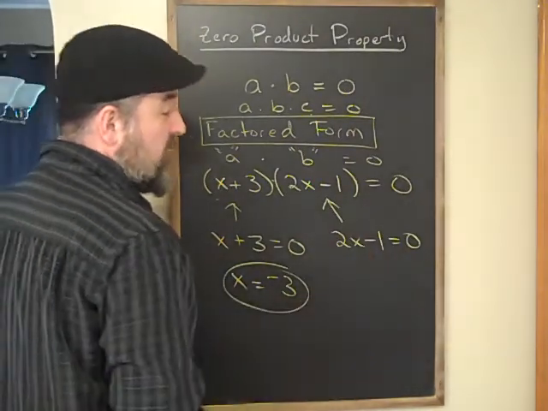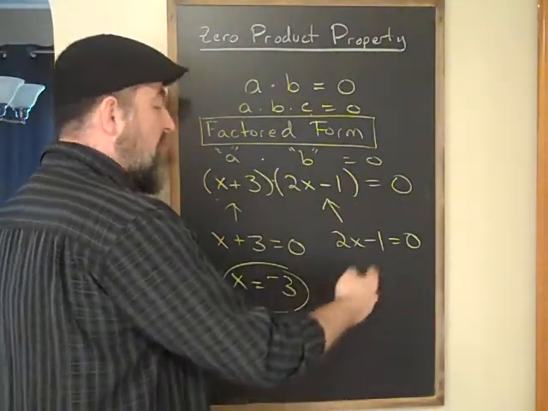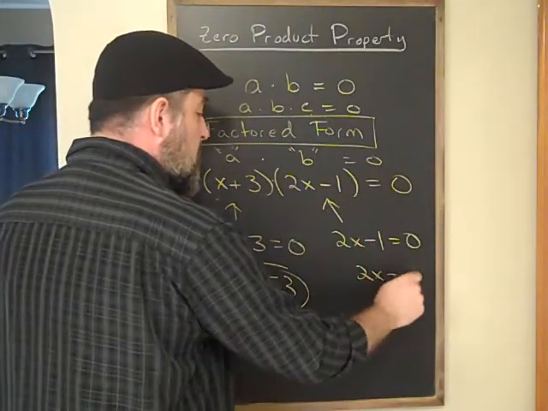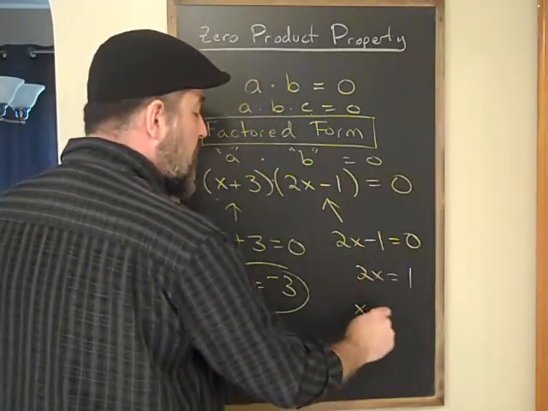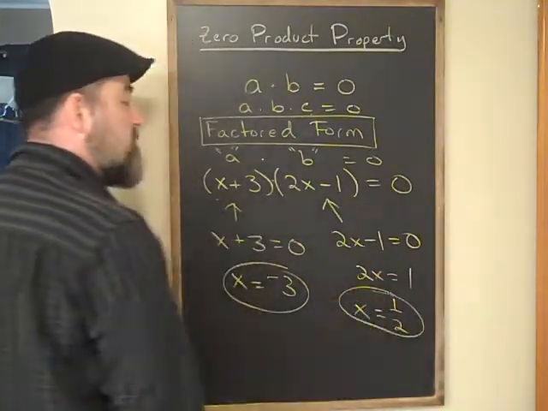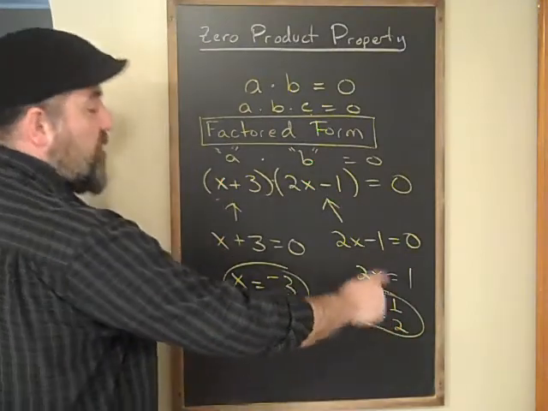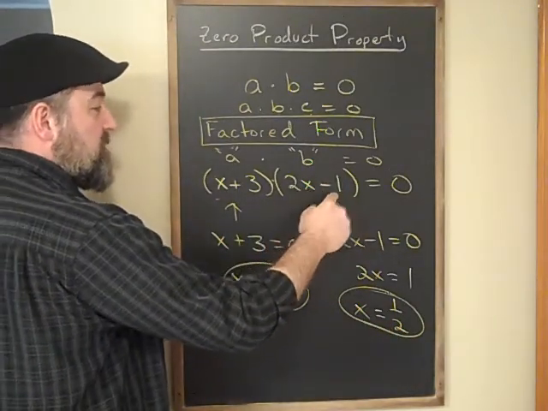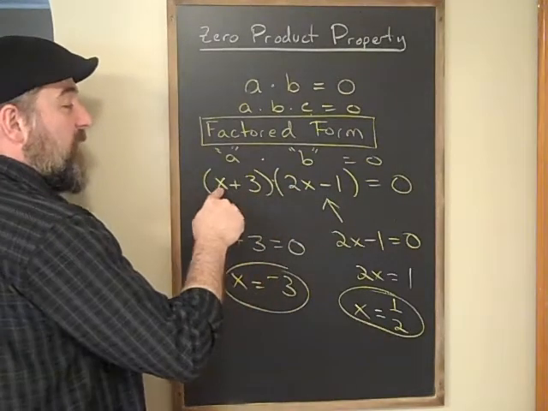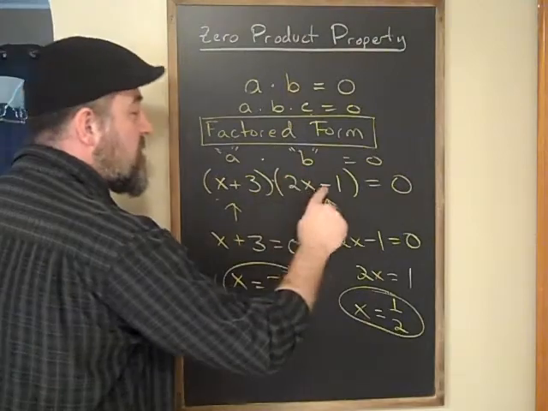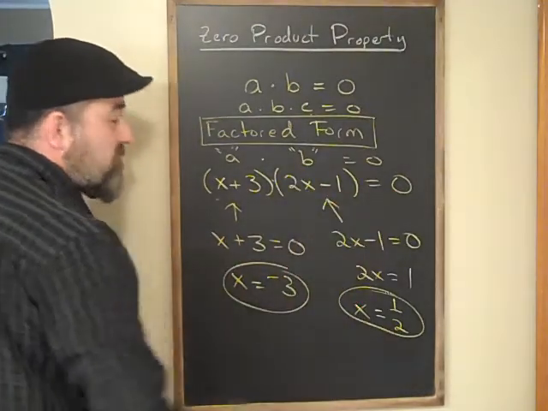What makes 2x minus 1 be 0? Okay, now we have to solve. Add 1 to both sides, you'll get 2x equals 1. Divide both sides by 2, you'll get x equals 1/2. This is also a solution. Because look, if we put 1/2 in here, 1/2 times 2 is 1, 1 minus 1 is 0. If we put the 1/2 in here, it doesn't matter what this is because anything times 0 is 0. There's our two solutions.